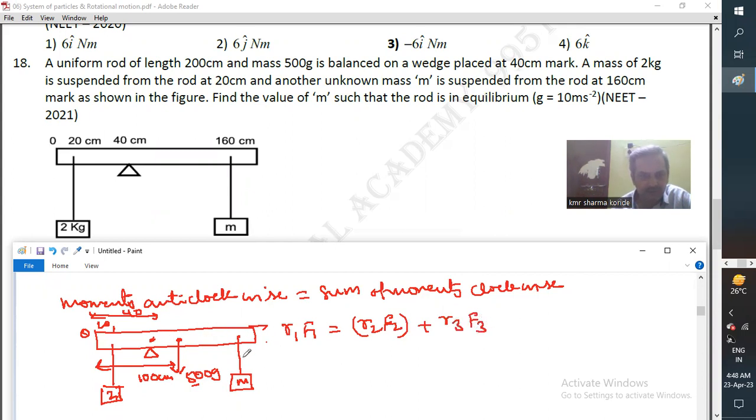The important thing is the measurement of the fulcrum from each weight. R1 is 40 minus 20 from the fulcrum only, because the fulcrum is at 40 centimeters but this 2 kg weight is at 20 centimeters. The fulcrum is the point about which the rod is in rotation. So it is 40 minus 20 centimeters, times 2 into, since it is the weight mg, g is the acceleration due to gravity, that is 10, as mentioned in the question. So the anticlockwise rotation part is over.